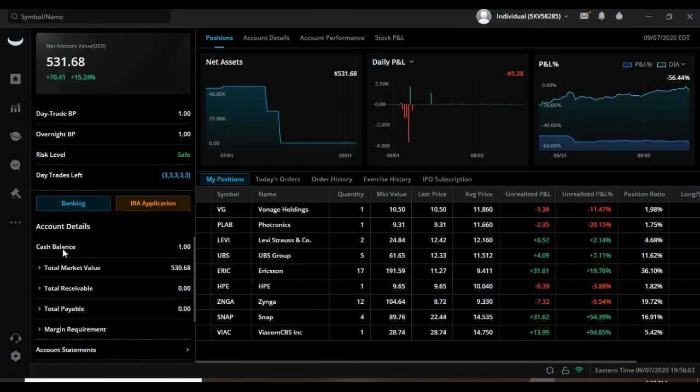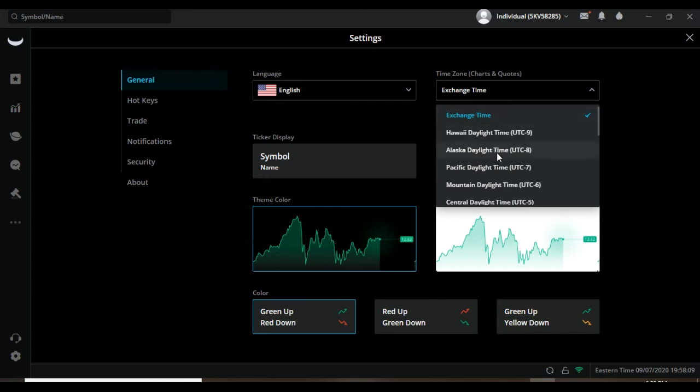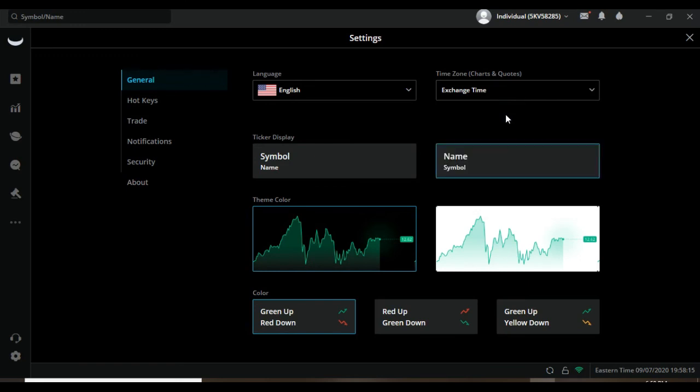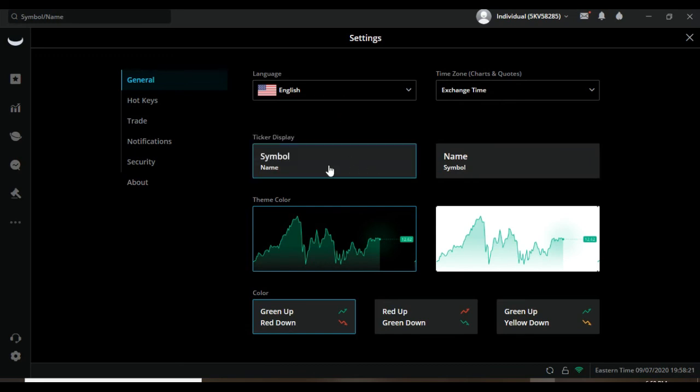So let's see here from a settings standpoint. You have your general tab. You can choose your exchange time. I'm Central. The exchange time here is by default Eastern Standard. You choose your English language and your ticker symbol, how you want that to display.